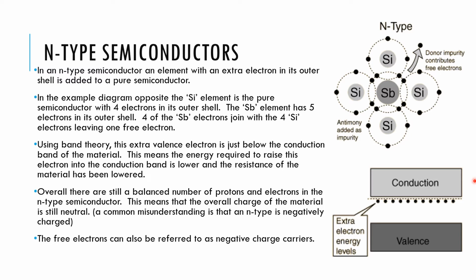So overall, if you look at the diagram, there are still 4 electrons and 4 protons in the silicon, and 5 electrons and 5 protons in the Sb element. So overall, they don't have a charge. They're still neutral. And like it says at the bottom there, the free electrons can also be referred to as negative charge carriers. So this moving free electron, which is negatively charged, is the negative charge carrier in an N-type semiconductor.